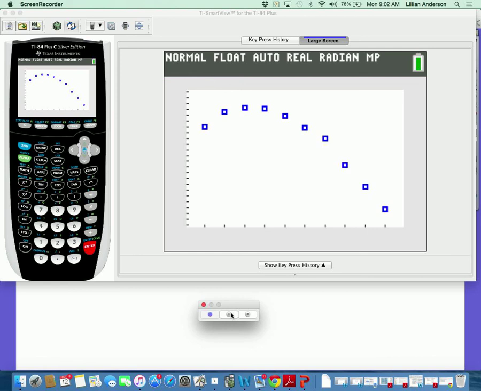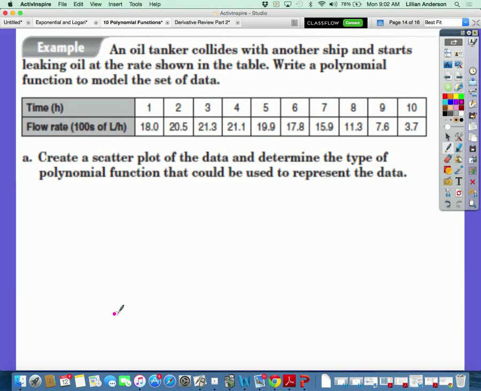Out of all the polynomials that we know, out of all of our parent functions that we know, what does this look like to you guys? A square root? Okay, real quick, let's review what our parent functions look like.